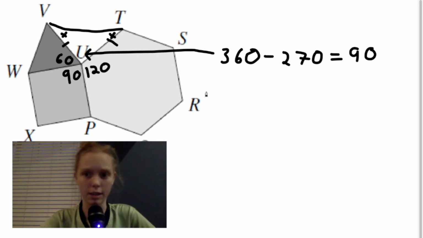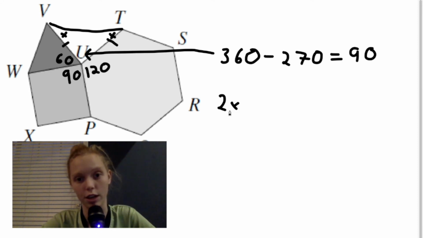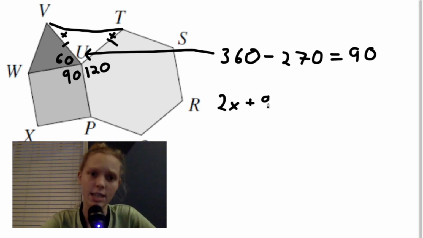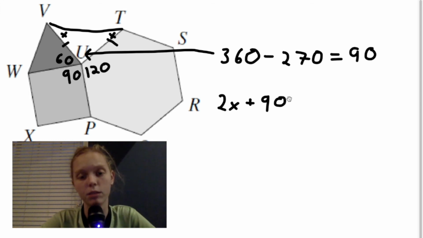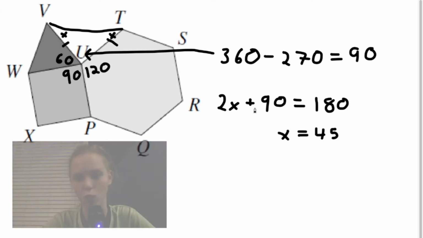Now, again, the sum of the interior angles of a triangle is going to be 180. So we know that 2x plus 90 is going to equal 180. And then after that, all we're going to have to do is solve for x. So again, we know 2x plus angle TUV, which was 90, is equal to 180 degrees. And then we just solve for x, and we get that x equals 45.